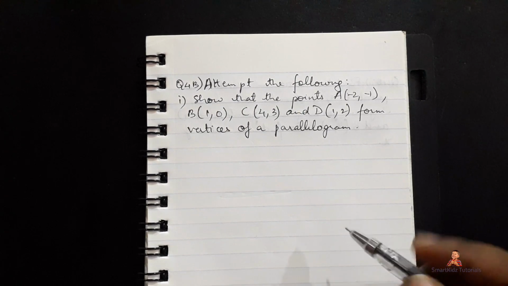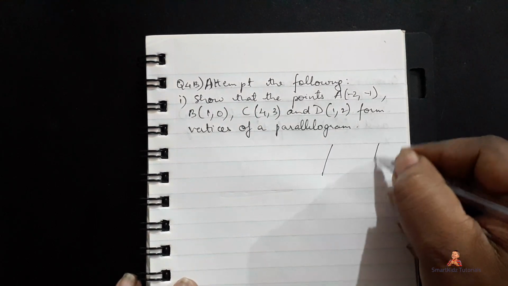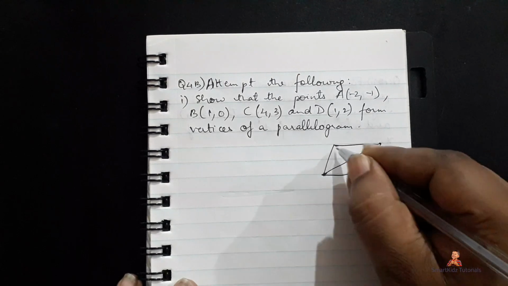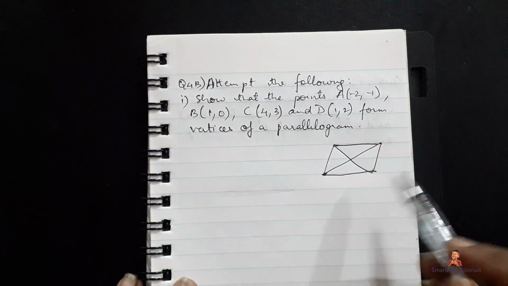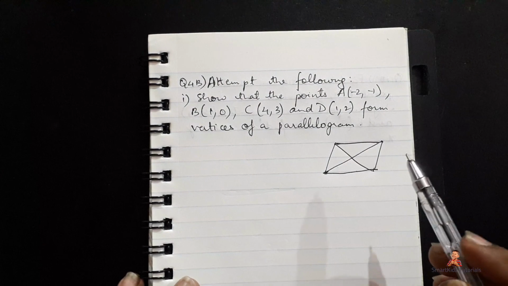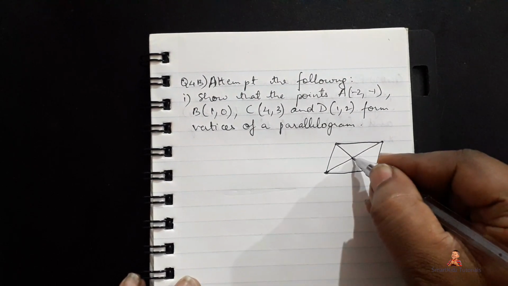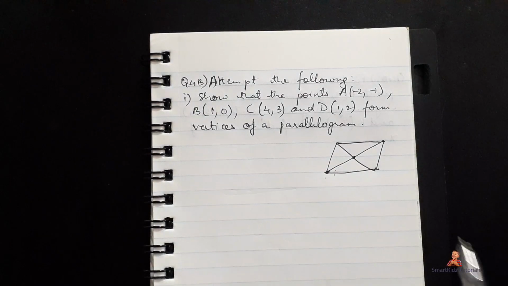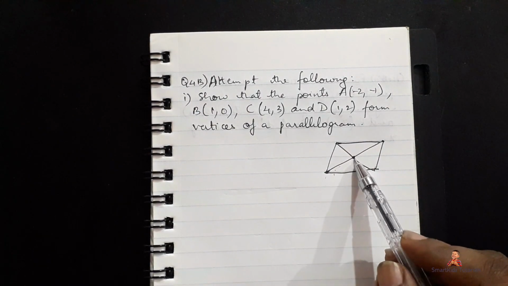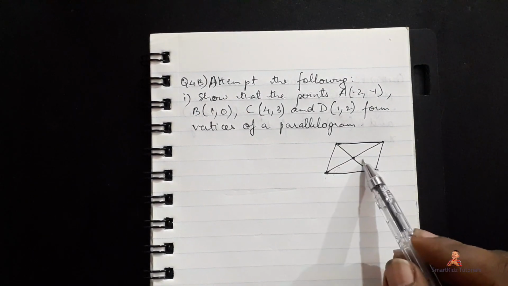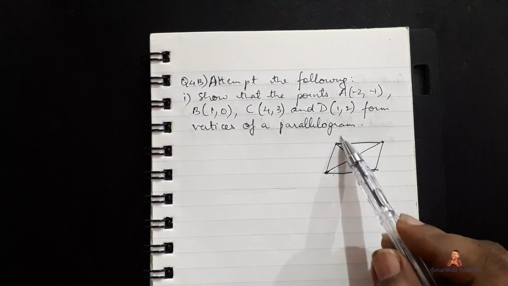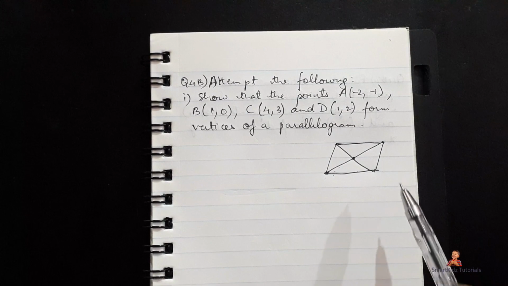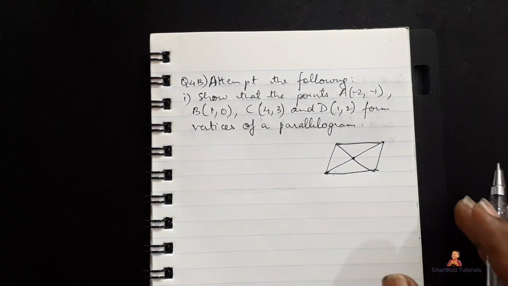Also at the same time, if this is a parallelogram, then its diagonals bisect each other, which means they cut each other into equal parts. The point where they cut each other becomes the midpoint. So if we can show that the midpoints of these diagonals are equal to each other, we can then conclude that A, B, C and D are the vertices of a parallelogram. So that's what we need to show.